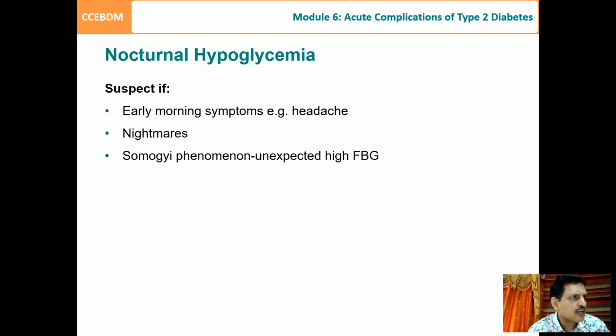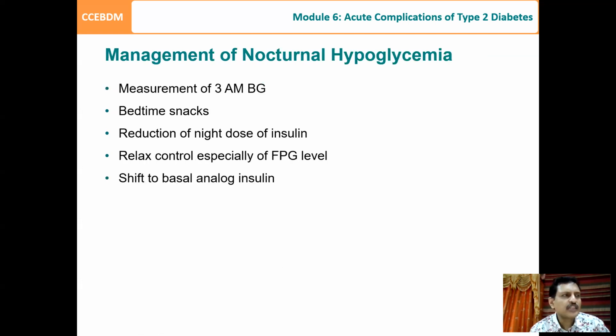Coming to nocturnal hypoglycemia, that is also an important concern, because nocturnal hypoglycemia is associated with mortality. If someone develops hypoglycemia in the middle of the night, if it is severe, and if there is a precipitation of an arrhythmia, especially if the patient has a background cardiovascular disease, the morbidity and mortality will be very high. The patient may have early morning symptoms of headache, or sometimes nightmares. So the best way to identify them is to check the 3 AM blood glucose level. If you have any doubt, ask the patient to check the 3 AM blood glucose level.